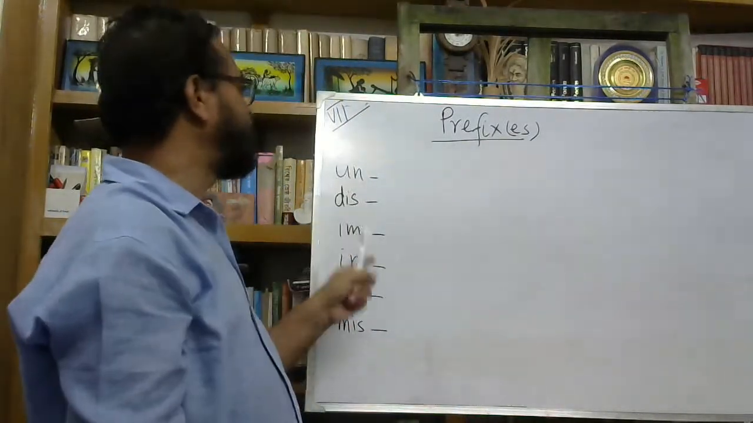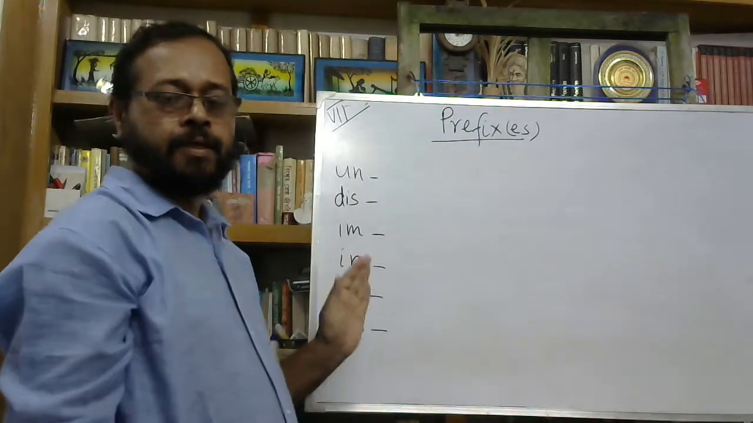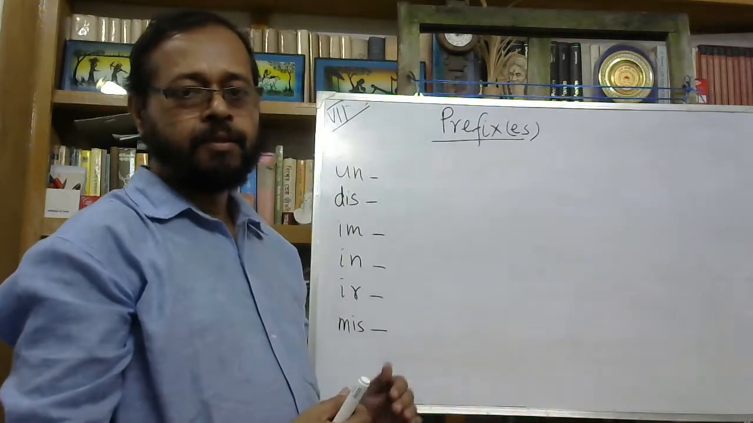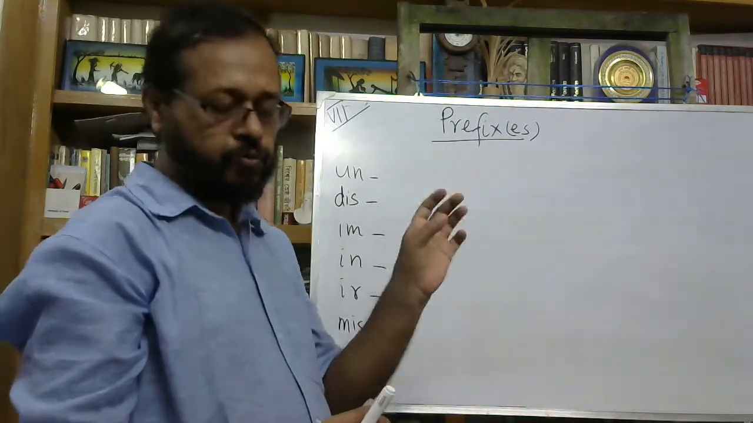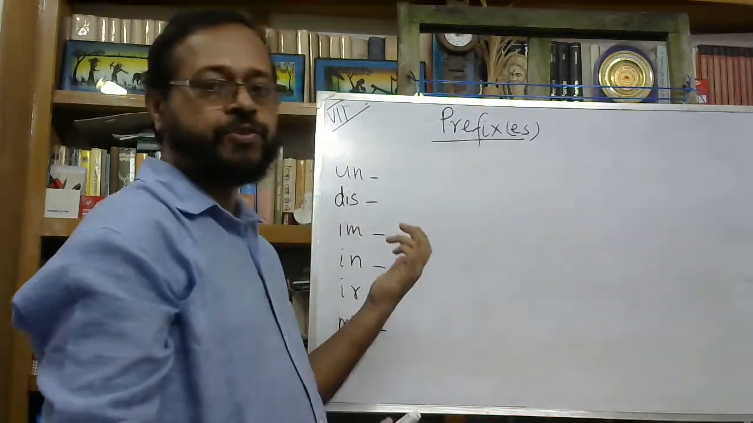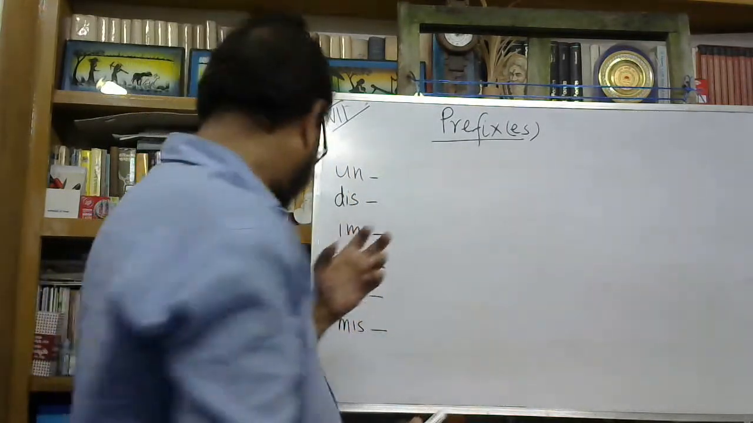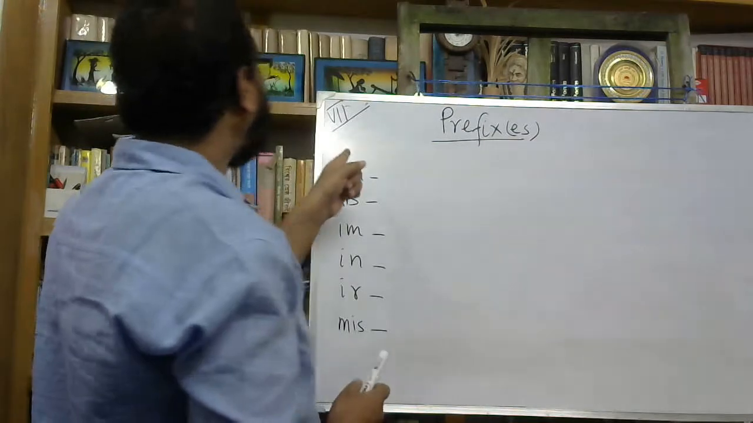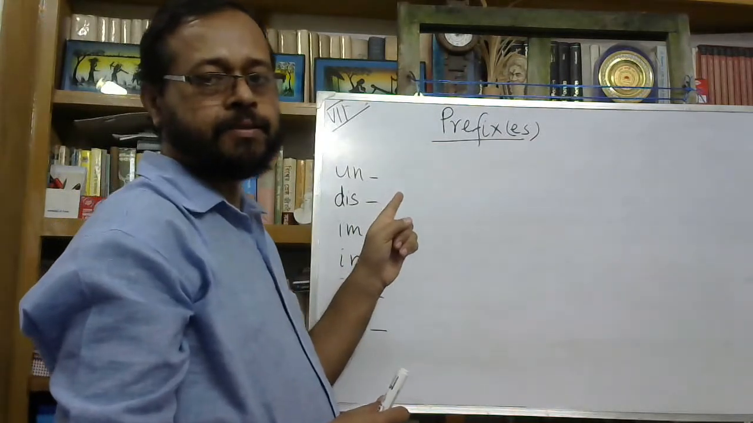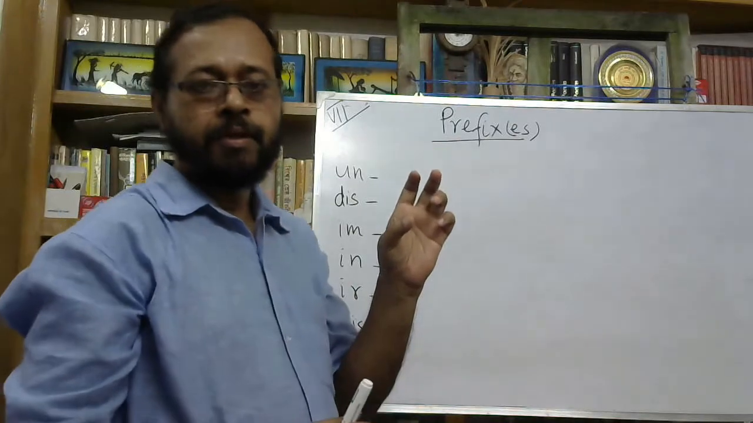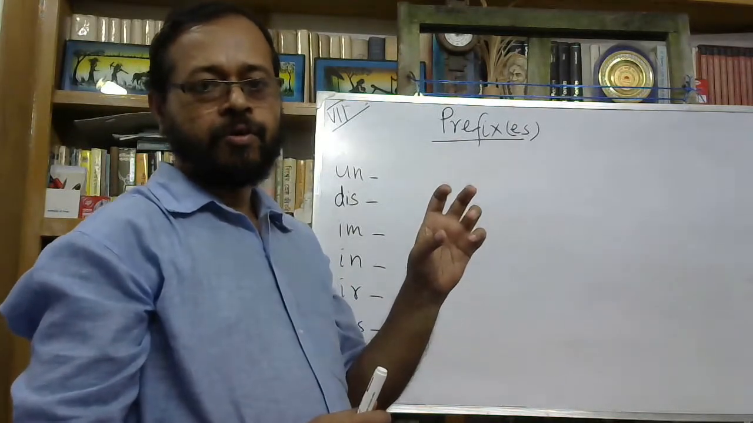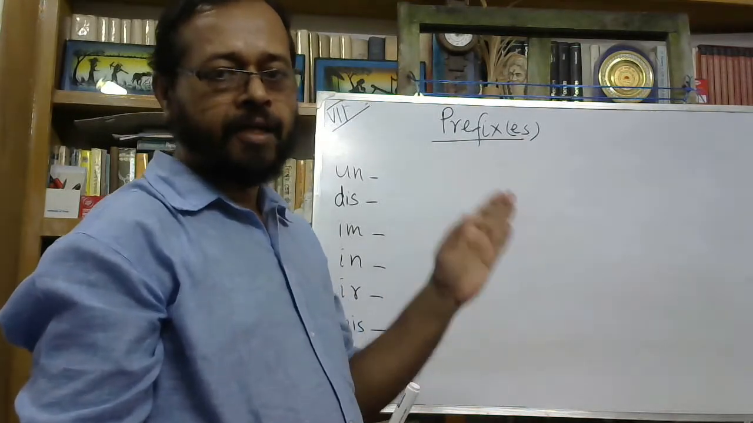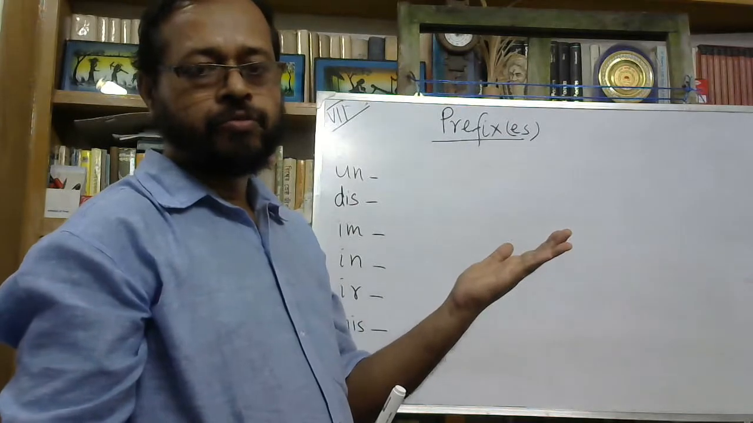Some prefixes, very common prefixes, are used to make the opposite of the root words or sometimes to mean the opposite or without. Un is such a prefix. Can you give some examples of words that are being made by adding un before the root words?